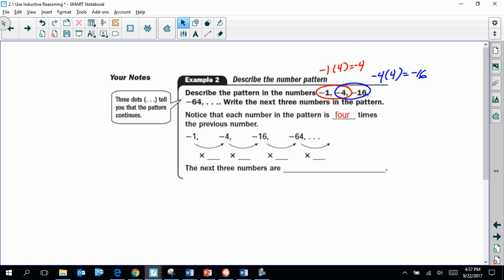So what we're seeing is we're taking the number and multiplying it by 4 to get whatever the next number in the sequence is going to be. So the next three numbers, I'm going to say -64 times 4, get -256, multiply that by 4, and so on. So the next three numbers are -256, -1024, and -4096.